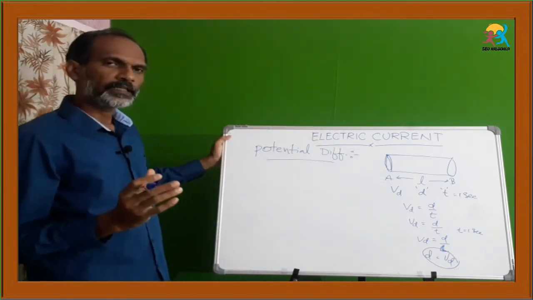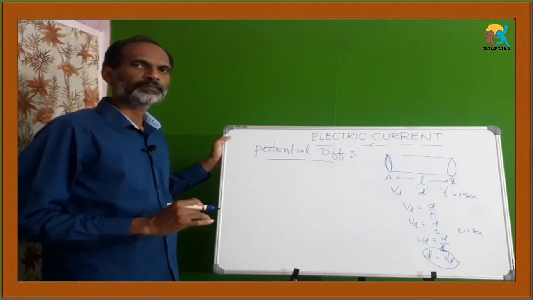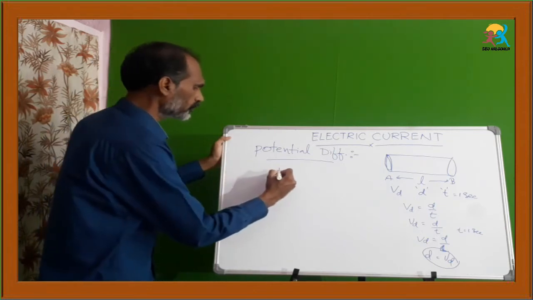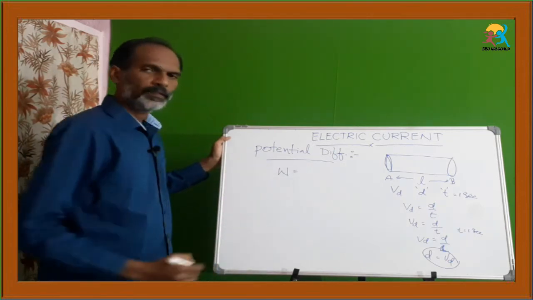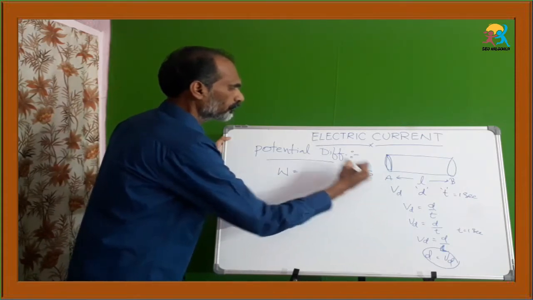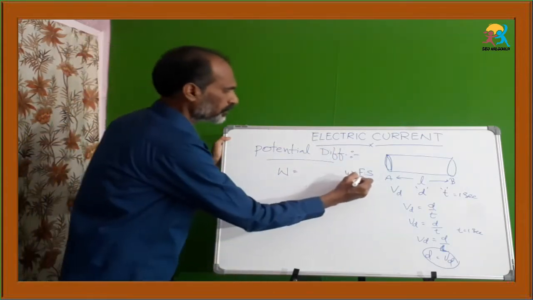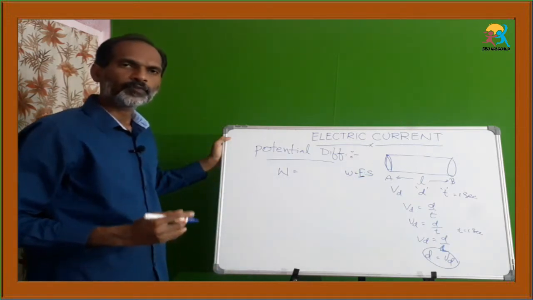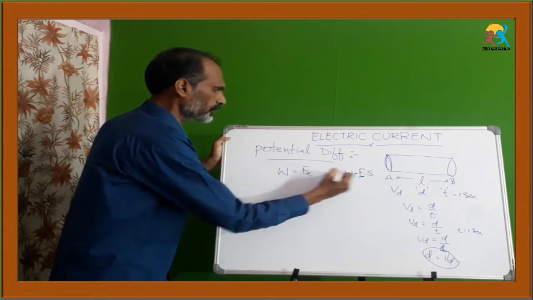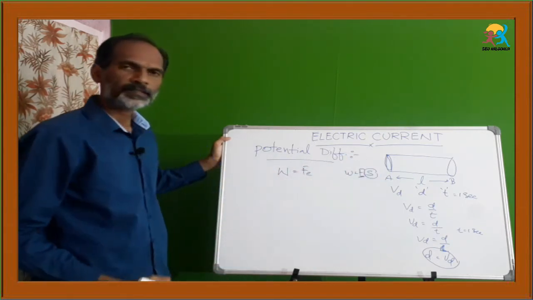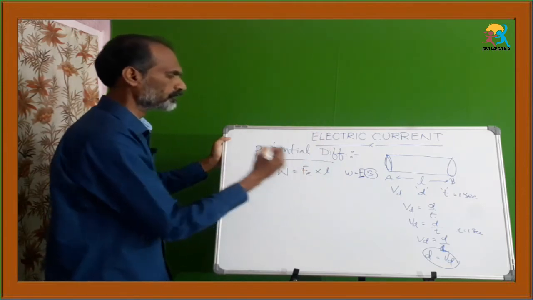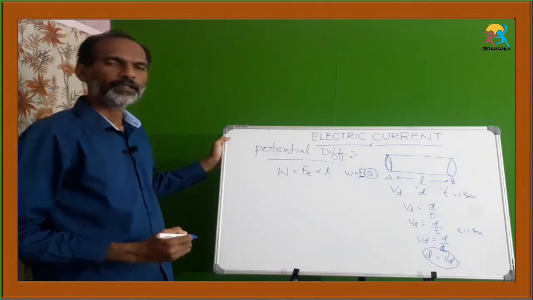When the electric conductor is connected to a battery, the battery does some work. That work is W. We know the formula W is equal to F into S. Here F is the force provided by the electric field, so that is Fe, and S is the length of the electric conductor. So W is equal to Fe into L.